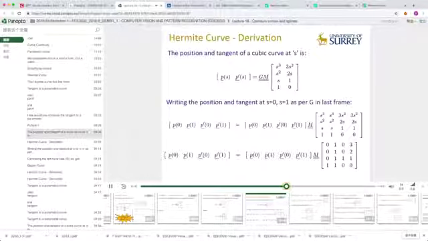In order to compute p of 0, I have to put s equals 0 here, evaluate this column, so this would be 0, 0, 0, 1. If I want p of 1, then this second column is going to be 1, 1, 1, 1. If I want p dash 0, then this is going to be 0, 0, 1, 0. And if I want p dash of 1, the velocity at the end, this is going to be 3, 2, 1, 0. Yeah?